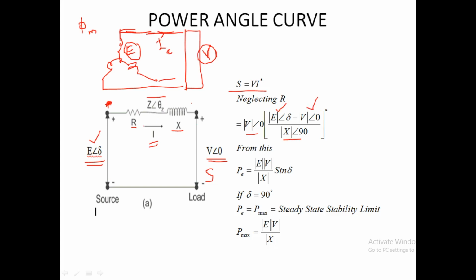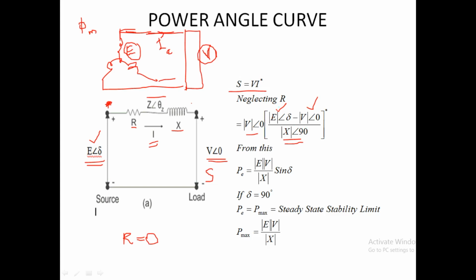Normally we will be assuming R equal to 0. So if R equal to 0, Z angle theta becomes X angle theta, and theta will become 90 degrees. So the impedance is mod X angle 90 degrees. From this we first find its conjugate.